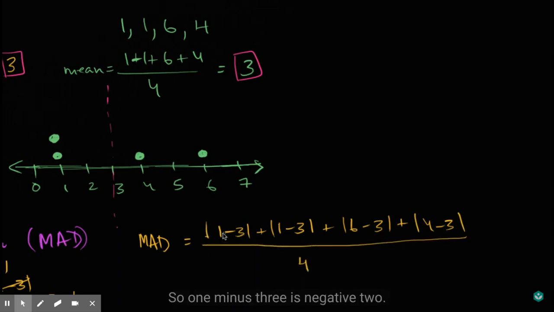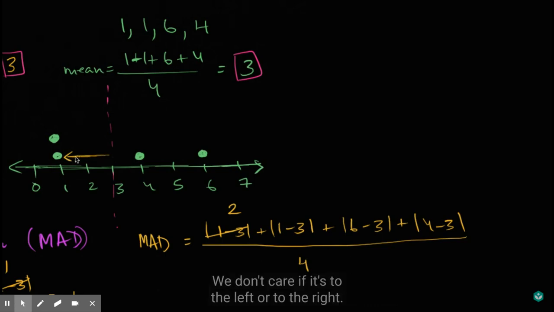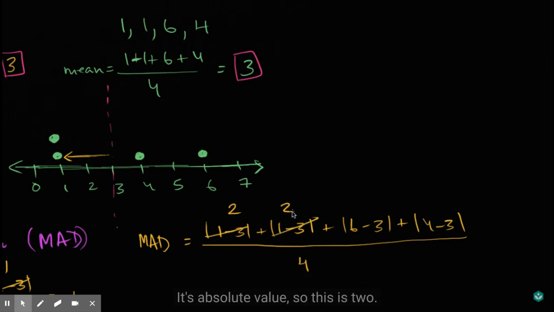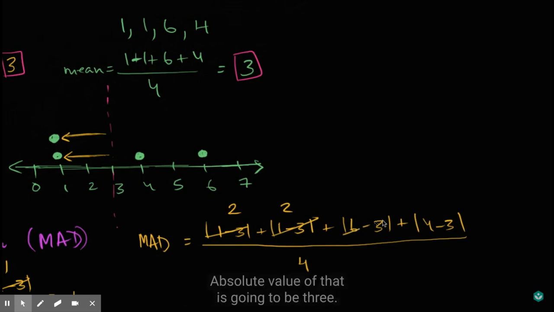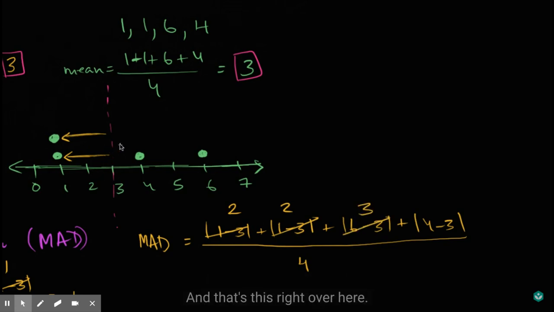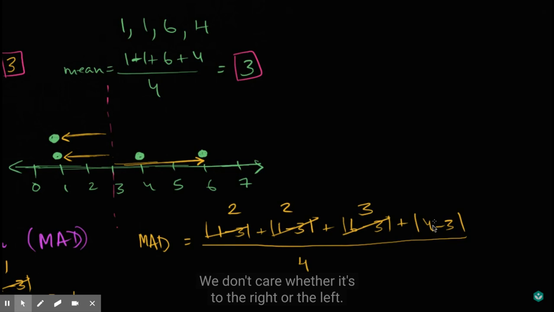So 1 minus 3 is negative 2. Absolute value is 2. And we see that here. This is 2 away from 3. We just care about absolute deviation. We don't care if it's to the left or to the right. Then we have another 1 minus 3 is negative 2 with absolute value. So this is 2. And that's this. This is 2 away from the mean. Then we have 6 minus 3. Absolute value of that's just going to be 3. And that's this right over here. We see this 6 is 3 to the right of the mean. We don't care whether it's to the right or the left. And then 4 minus 3.